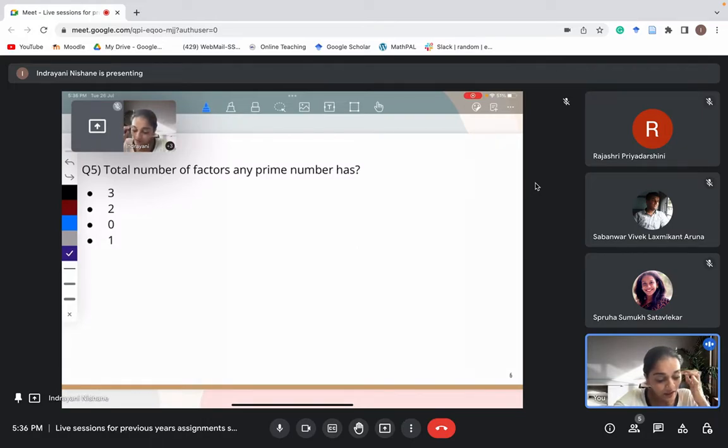The total number of factors any prime number has. So we have to first try to understand what are the factors of a prime number. So what is the definition of a prime number? Any number which is divisible by only itself and 1 is a prime number. So say for example 7 is a prime number, so when we try factorization, it will be 1 into 7. Since 7 is not divisible by any other number but 7, its factors would be 1 and 7. So this gives us the count of 2. So any prime number will have 2 factors. So the answer will be B.